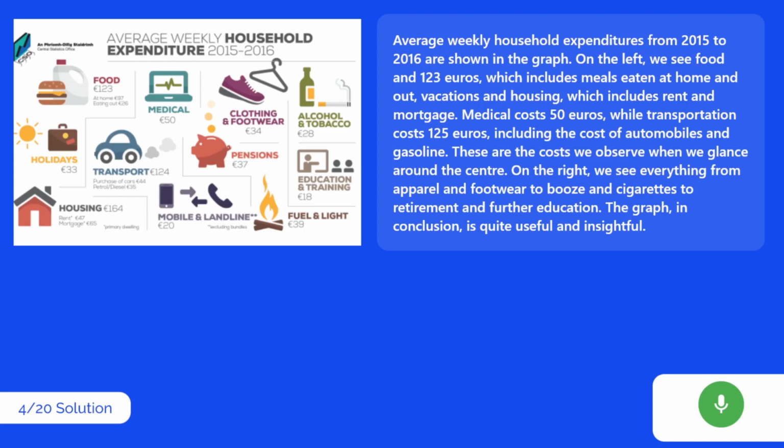These are the costs we observe when we glance around the center. On the right, we see everything from apparel and footwear to booze and cigarettes to retirement and further education. The graph, in conclusion, is quite useful and insightful.